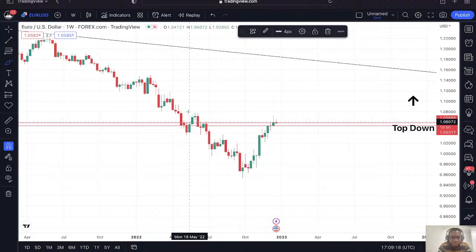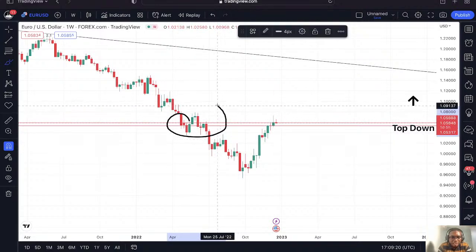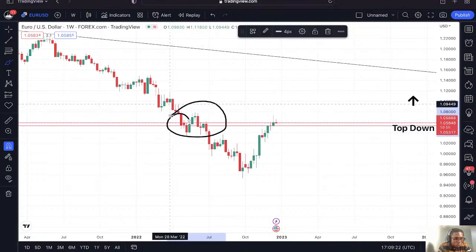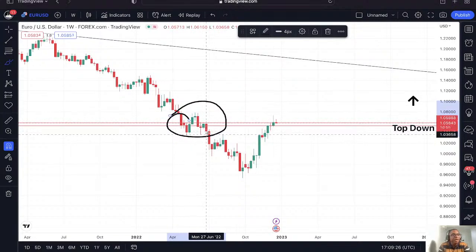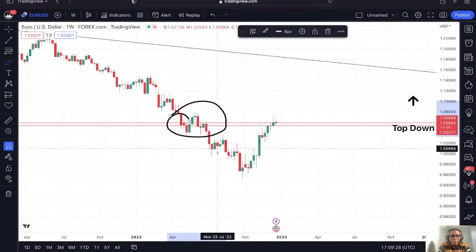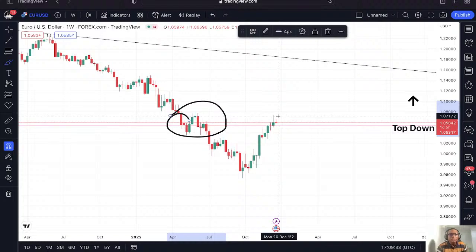So this was the level where the breakout occurred. Let's mark out that level. You can see what price did here, and there was a breakout, and price went up. Now this is a weekly time frame. Look at last week, at the candle that formed last week at a very significant level.